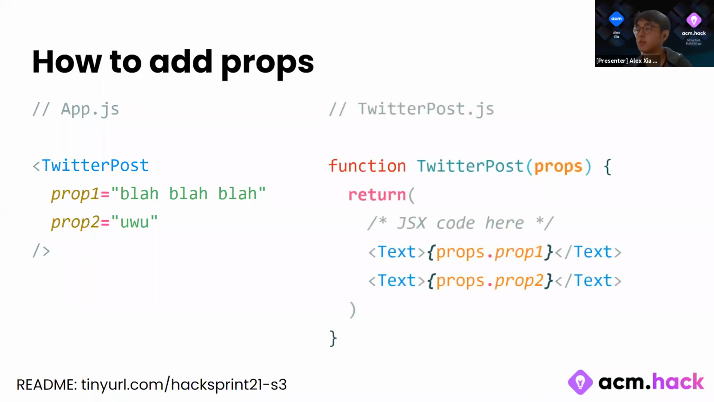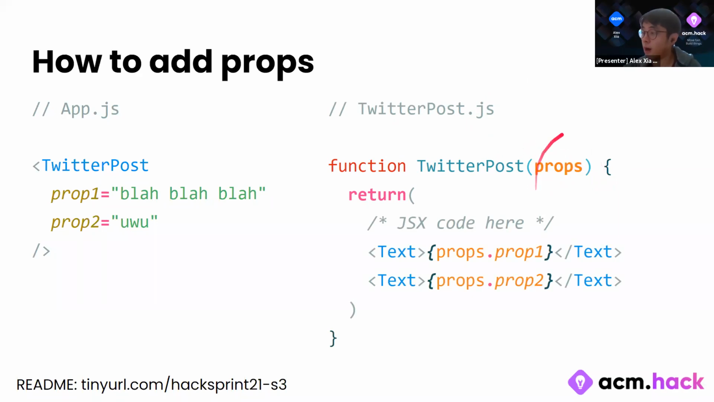Well, in TwitterPost.js, we have to specify an argument here called props. Now, props could be named anything. It could be named name. It could be called meow. Wait, why did I say meow? Okay, never mind. It could be called anything, but generally people call it props.